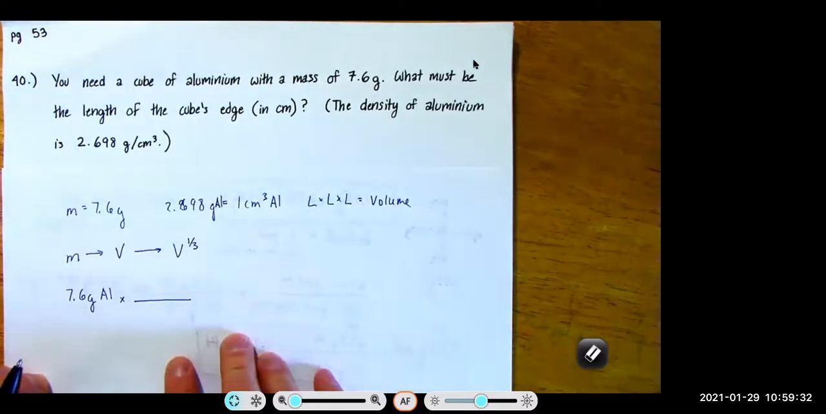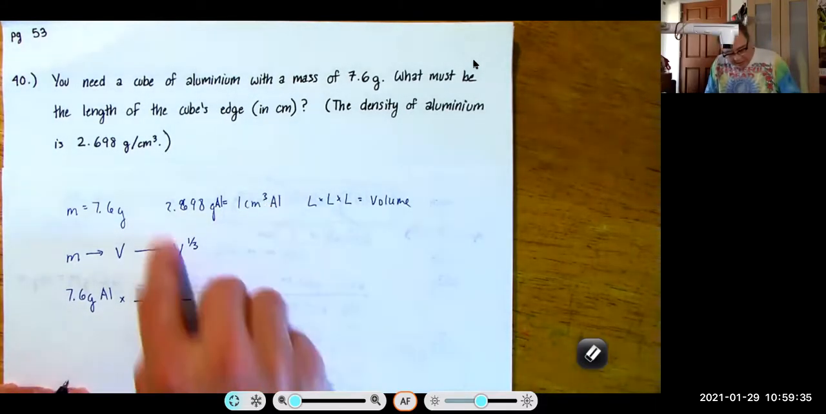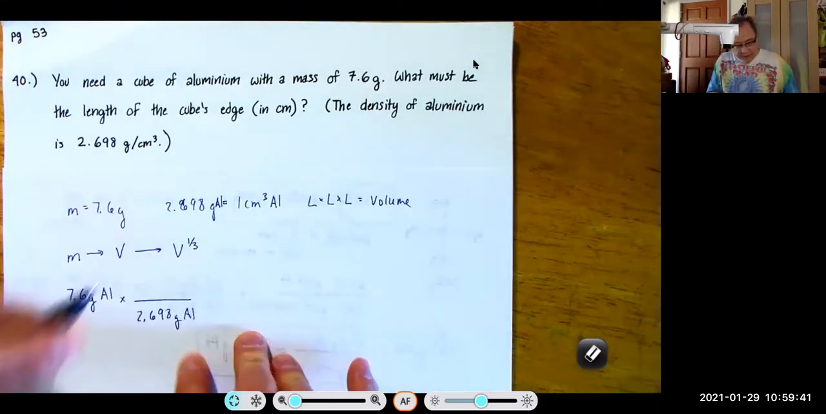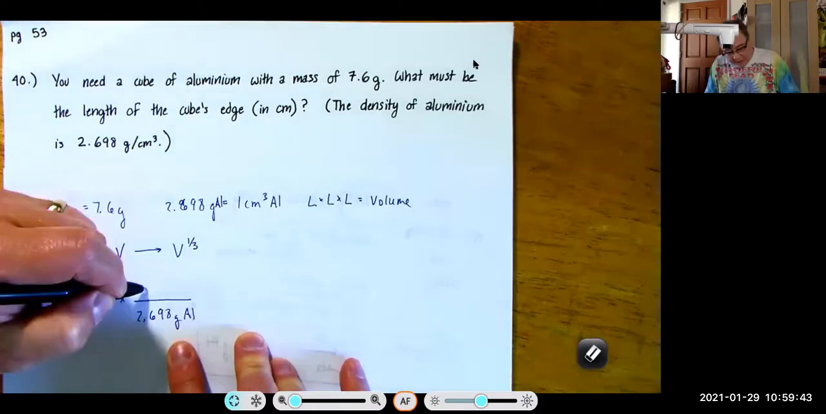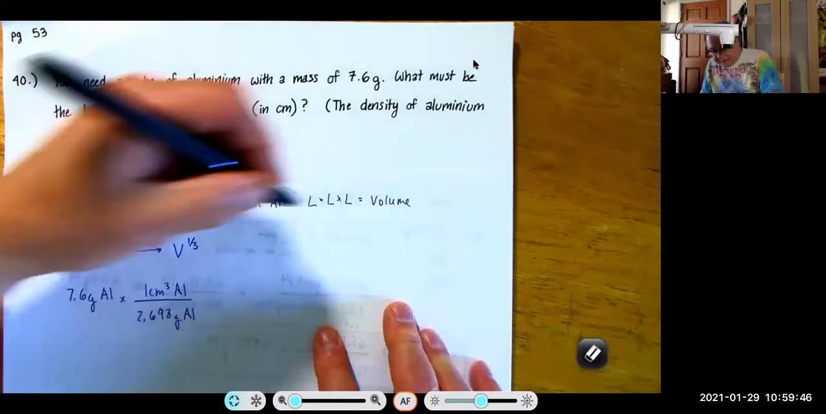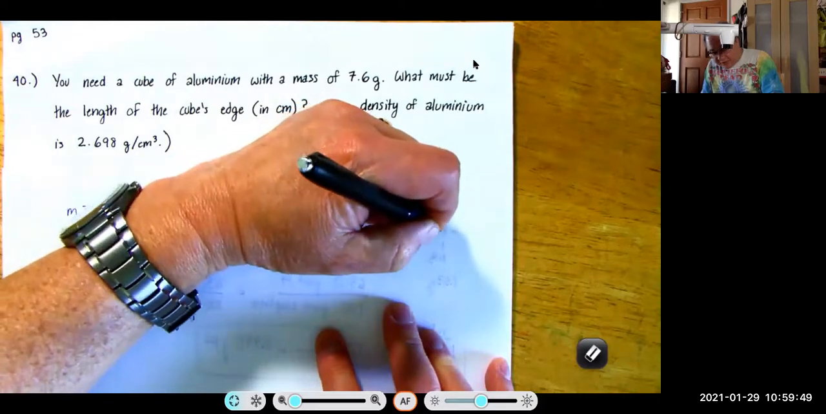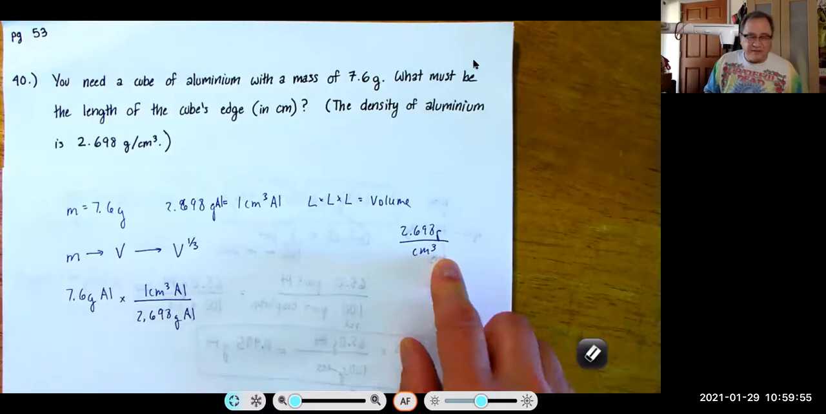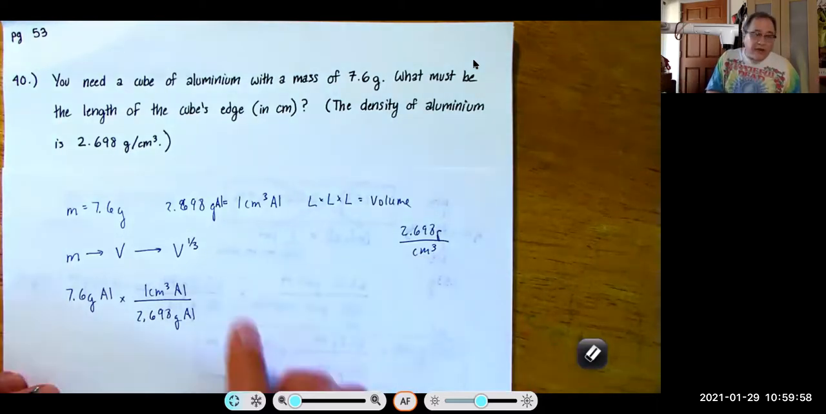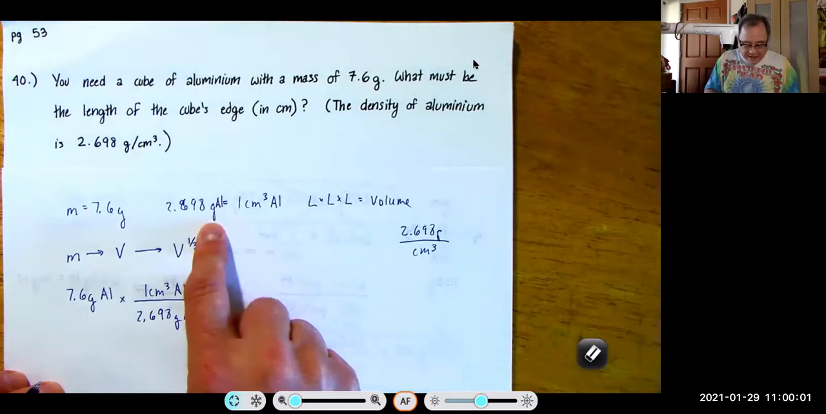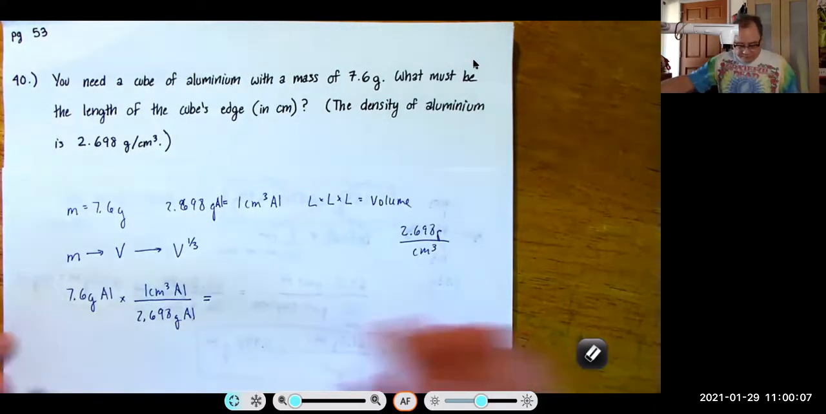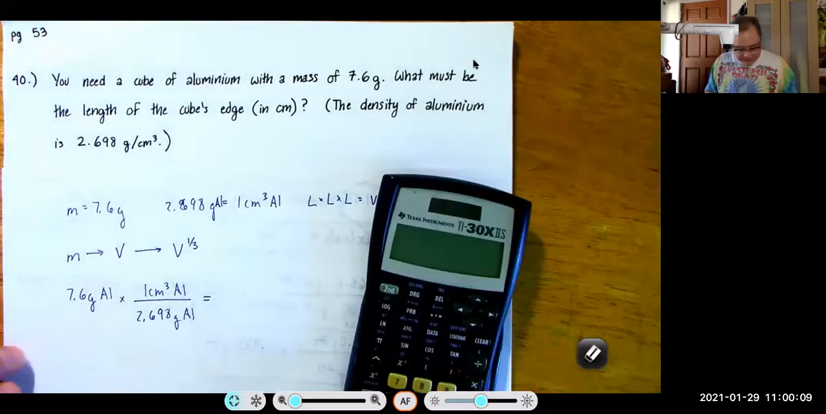So when I write this out as an equality, I am perfectly fine with taking this 2.698 grams of aluminum and putting it on the bottom, and the 1 centimeter cubed of aluminum on top. Whereas if I had left this as 2.698 grams per centimeter cubed, I would have looked at that and said, is it okay to use that upside down? And the answer is, yeah, it is. But I'm more likely to do that here if I write it out as an equality. Okay, so that's the first problem. And we can see that we're going to get 7.6 divided by 2.698, which should be around 3.